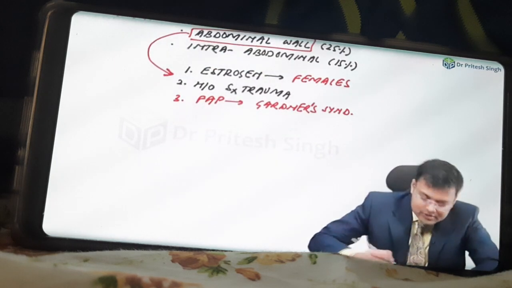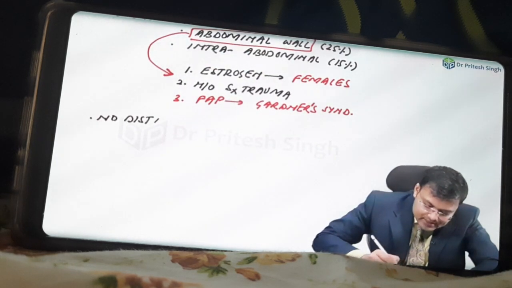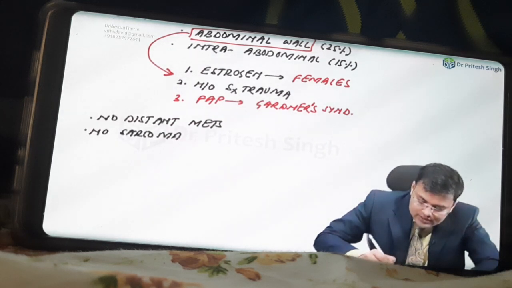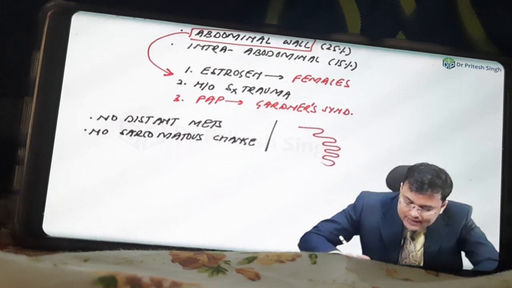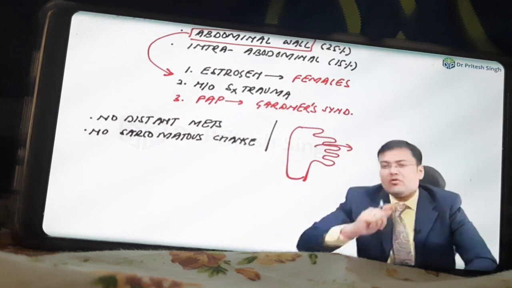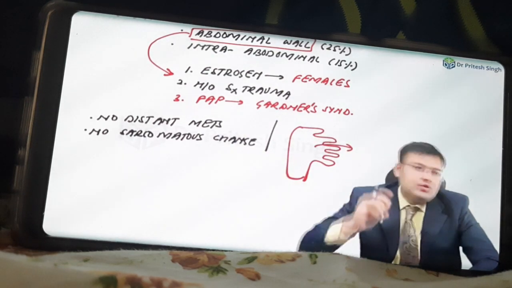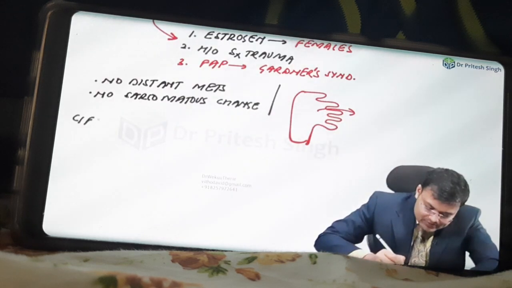There is one good thing about this tumor: there is no distant metastasis and there is no sarcomatous change. But what is the bad thing? This tumor is going to infiltrate the surrounding muscle. And if it is going to infiltrate the surrounding muscle, during surgery we have to take sufficient margin to prevent the recurrence.